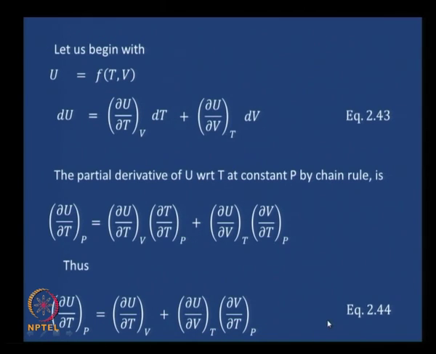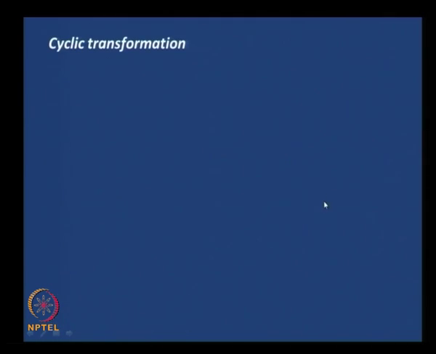equation 244. And now we have the variation of u with temperature at constant pressure, which is what we need, starting with data that gave us u as a variation with temperature at constant volume.